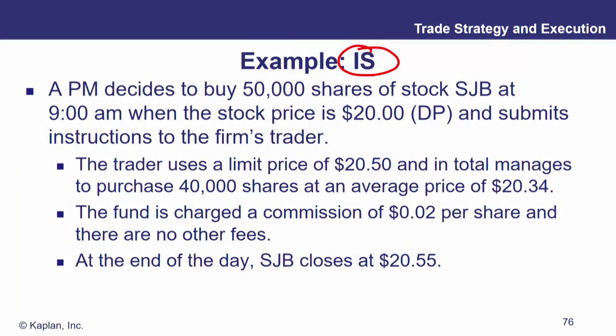A portfolio manager decides to buy, okay? So I always like to underline or highlight that I'm buying. What am I buying? 50,000 shares of some stock SJB at 9 a.m. when the stock price is $20. So what I would put in my notes right here is that the decision price is $20. And I submit instructions to the firm trader to go ahead and process this trade.